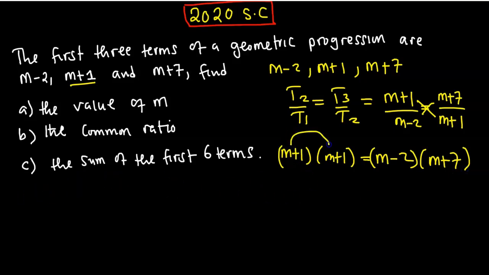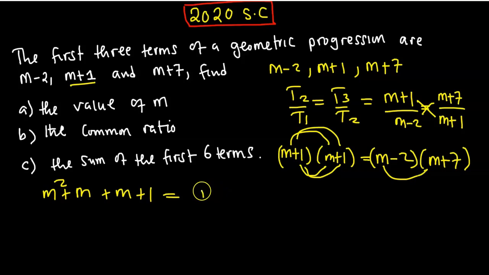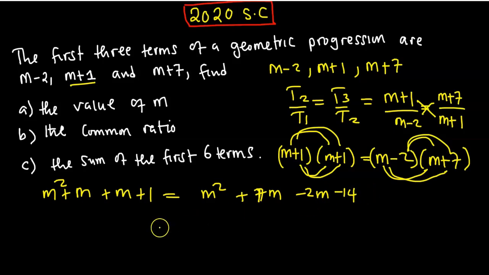So right here you multiply. m multiplied by m is m square, then m multiplied by 1 is plus m, then 1 multiplied by m is plus m, then 1 multiplied by 1 is plus 1, equal to m multiplied by m is m square, then m multiplied by 7 is plus 7m, then negative 2 multiplied by m is minus 2m, then negative 2 multiplied by 7 is negative 14. Now at this point we can collect the like terms.